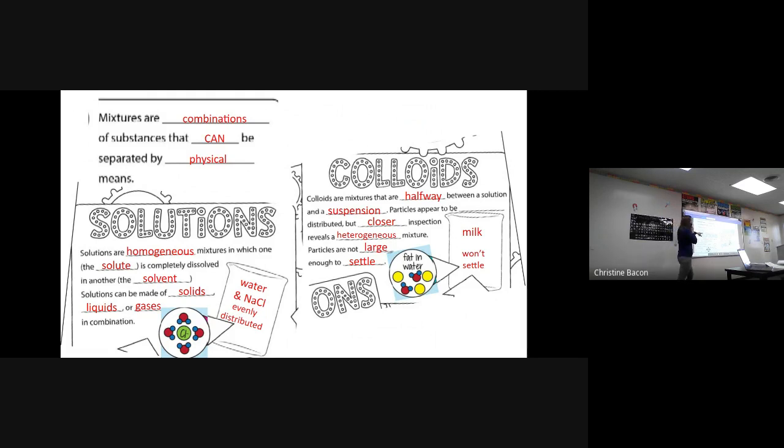But typically, colloids like the milk that we drink from the store, the fat isn't large enough, the particles aren't large enough to settle. So it'll still appear to be a mixture, but upon closer inspection, it's really a heterogeneous mixture.